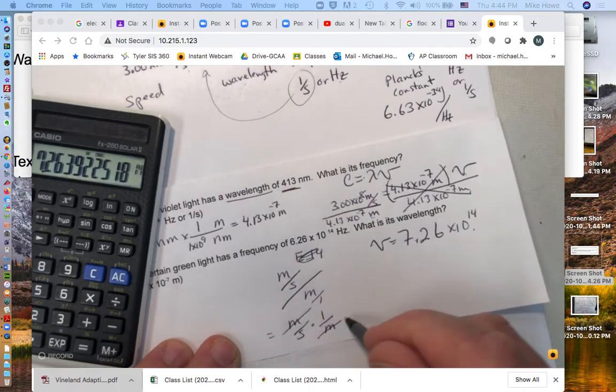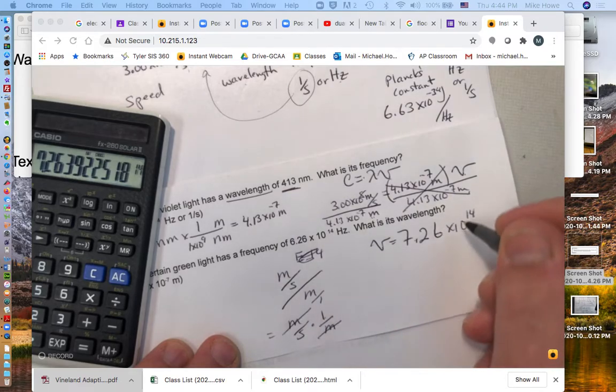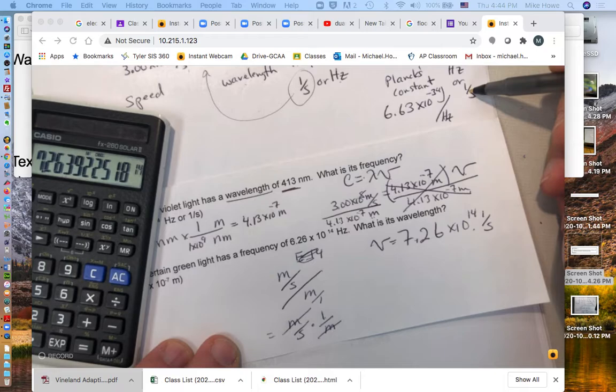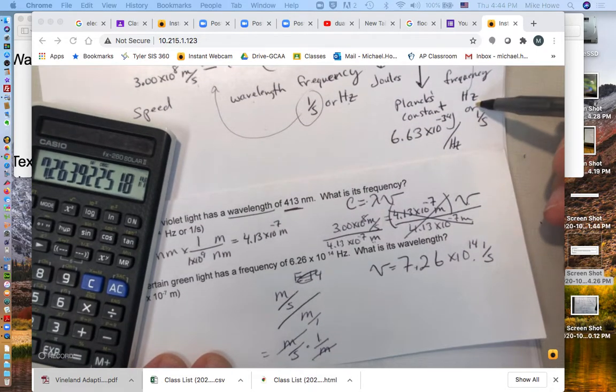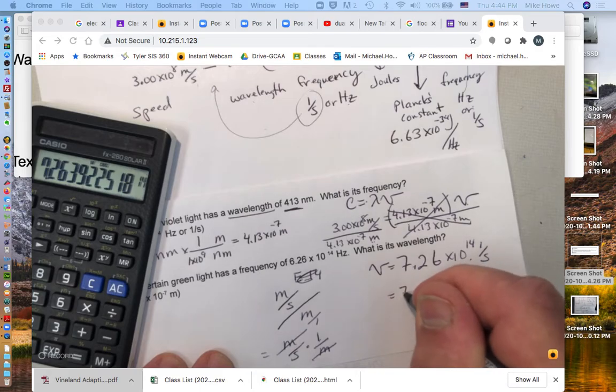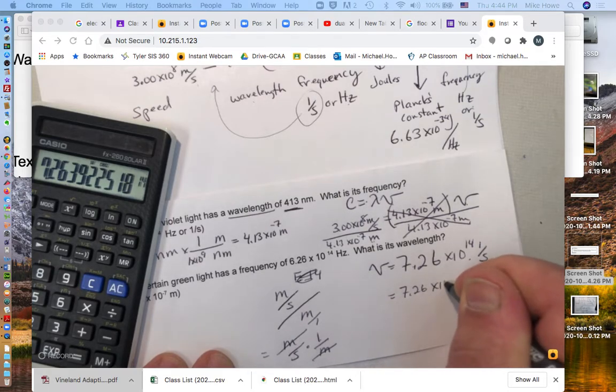So now meters cancel and I end up with 1 over seconds. So my unit is 1 over seconds. 1 over seconds is the same thing as a hertz, which is our unit of frequency. So you could say 7.26 times 10 to the 14th hertz.